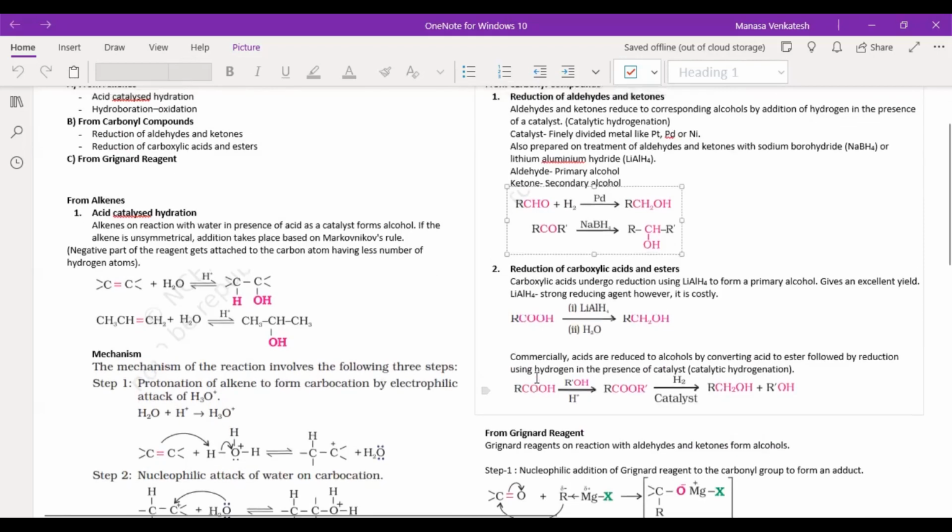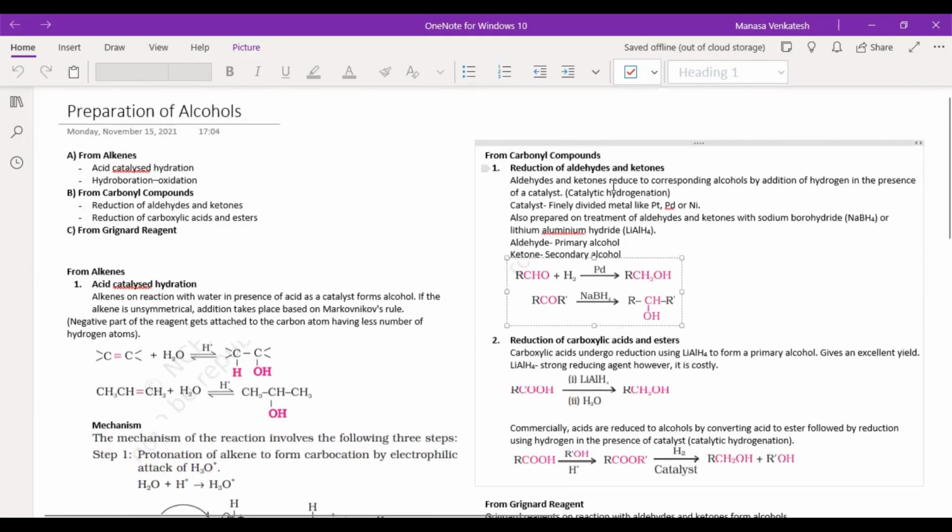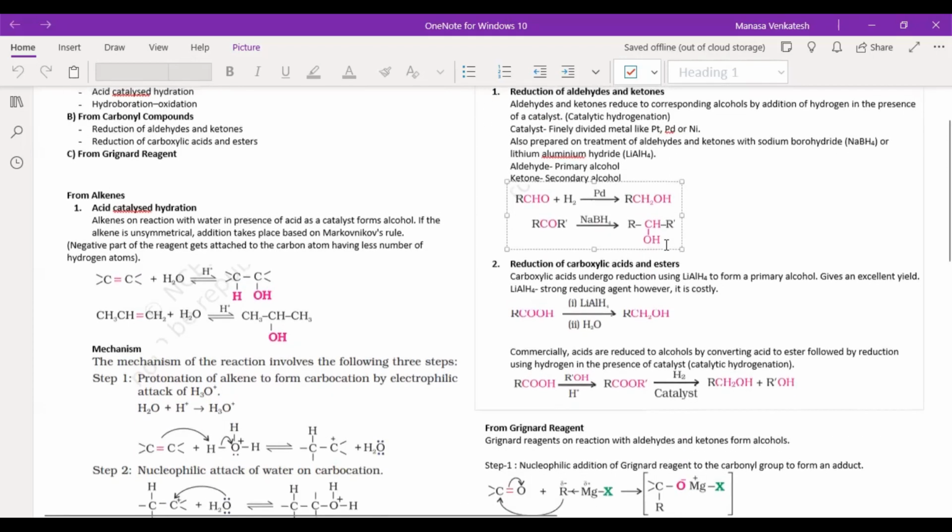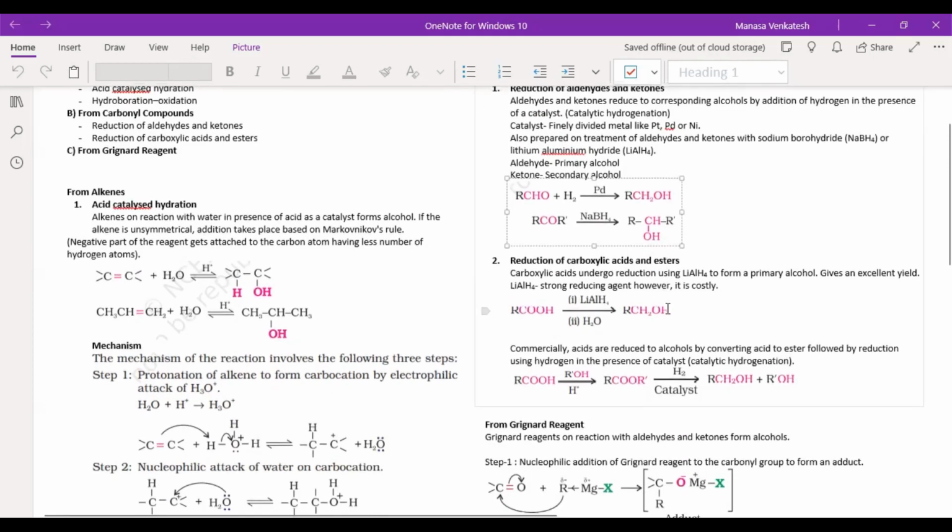So that is about carbonyl compounds, which are undergoing reductions. Aldehydes give primary alcohols, ketones give secondary alcohols, acids give us a primary alcohol, whereas esters will give us a mixture of two different alcohols.